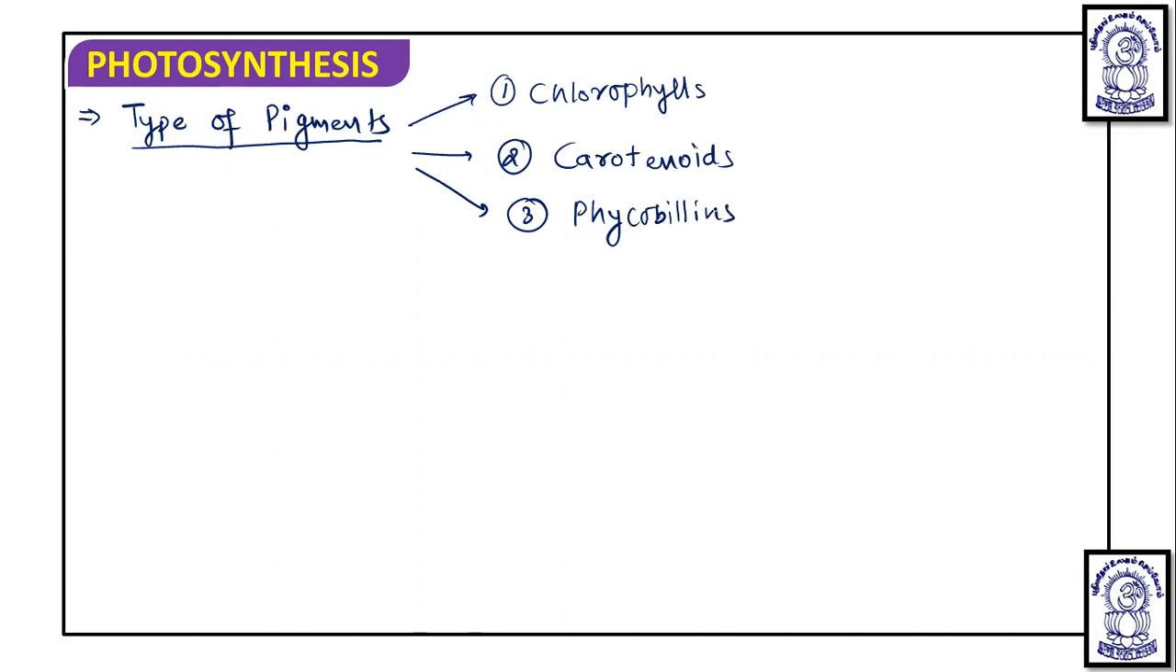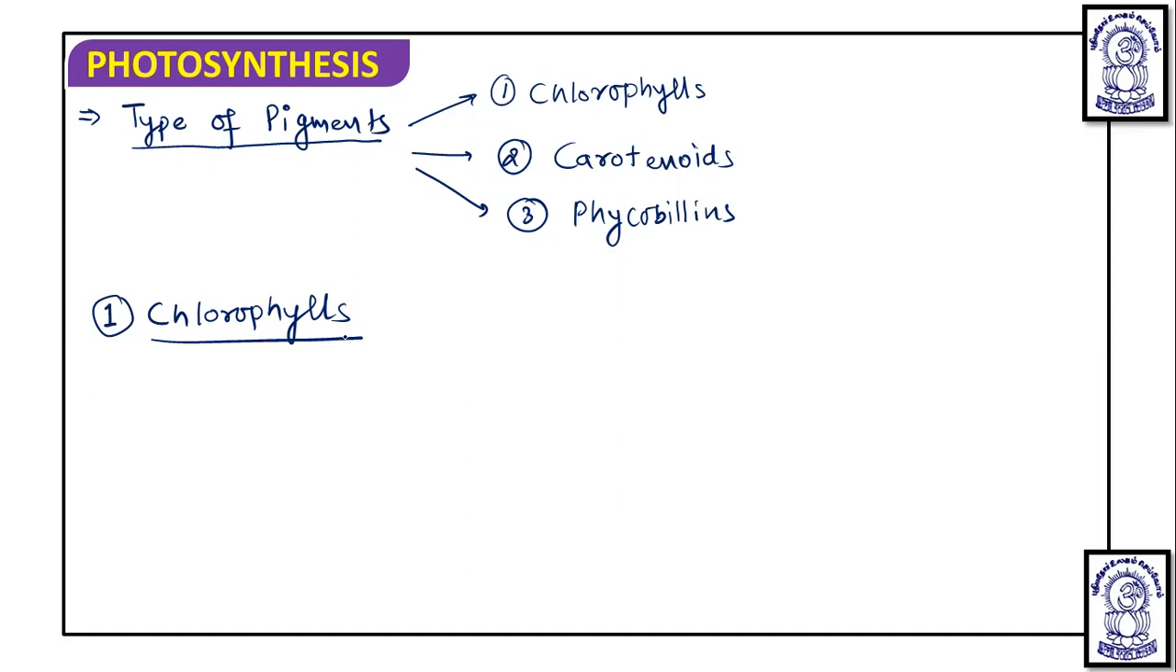These three types of pigments are there. So pigments are classified into three groups. We are going to discuss each group one by one. So first we are going to discuss chlorophylls.